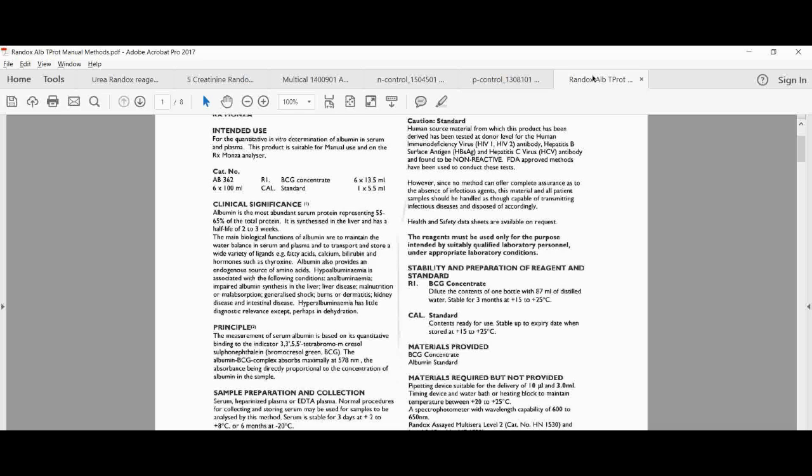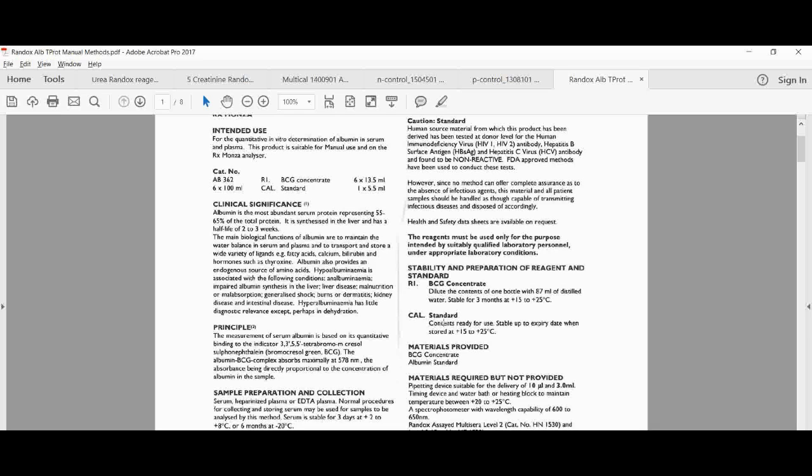So different instruction sheets will have different ways of preparing the reagents. Sometimes they will say the reagent is ready for use, so you don't have to do anything, you don't have to add this or that, or you don't have to add water. And in this case it tells you you must actually add 87 ml of distilled water.